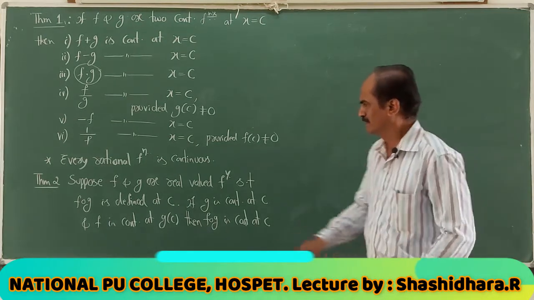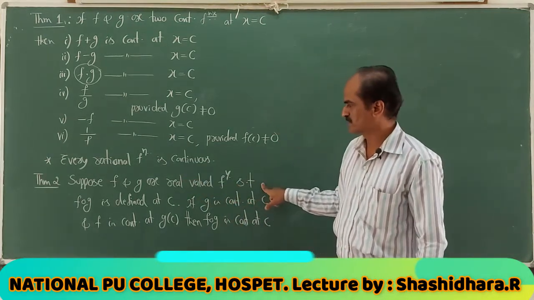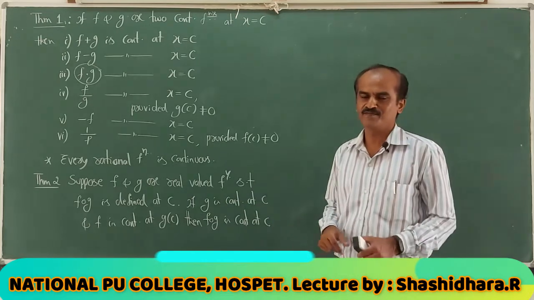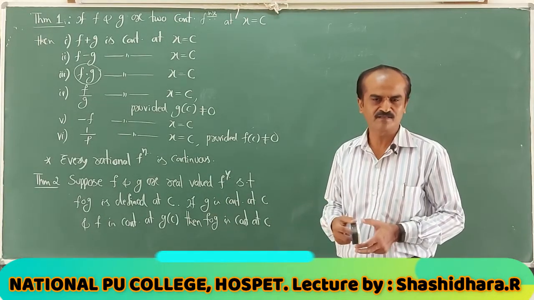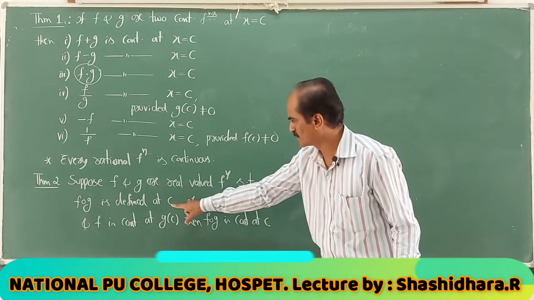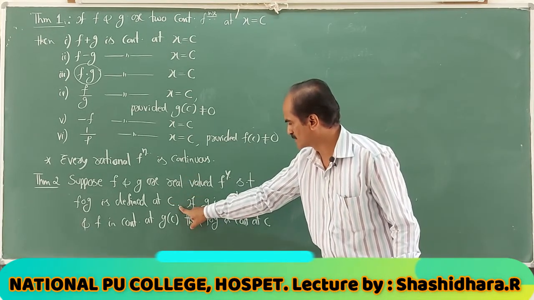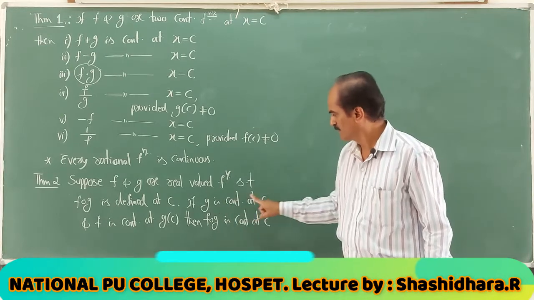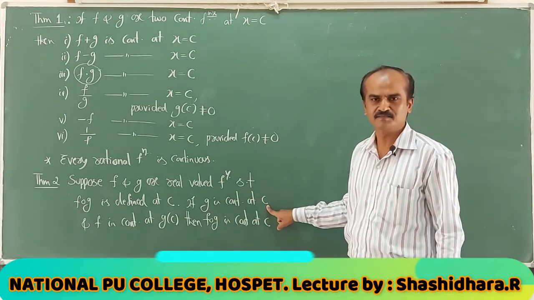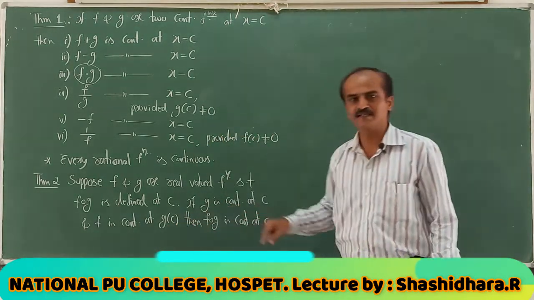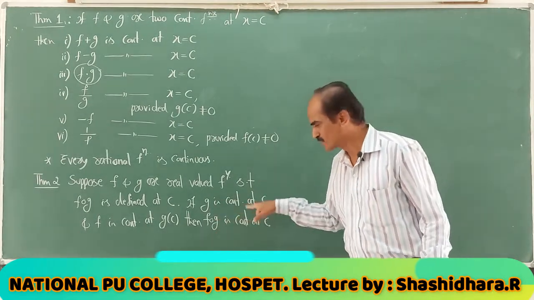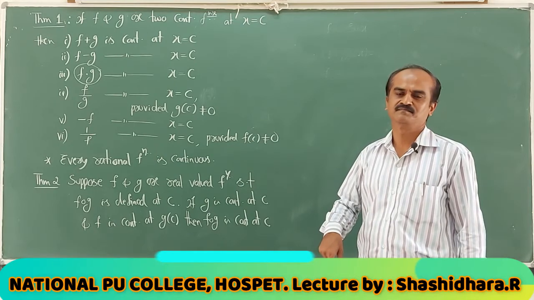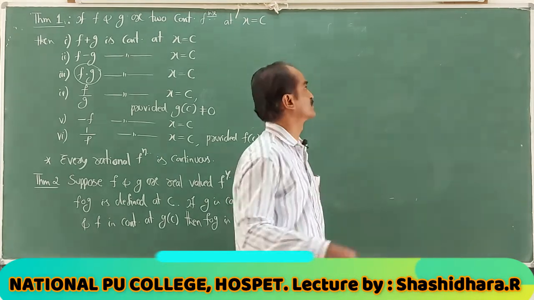Now, f and g are real valued functions such that f naught g is defined, that is the composition of two functions. This we also learnt already in the first chapter. Composition of function is defined at point c. If g is continuous at c, and f is continuous at g of c, then f naught g is continuous at c. Let me write point by point.